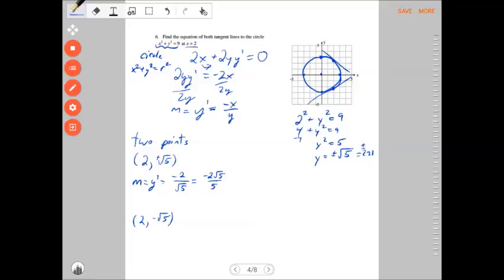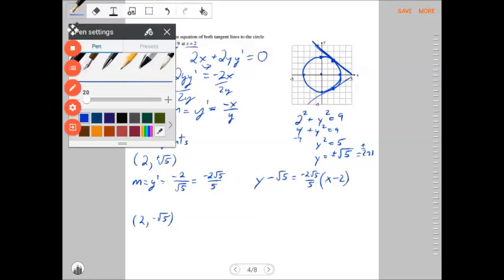So that's the slope. So the equation then is going to be y minus root 5 equals the slope, negative 2 root 5 over 5, times x minus 2. So there's your one tangent line. That's this guy up here with the negative slope. Also, that point would be positive 2, positive root 5. You know what, I'll write in red for this one.